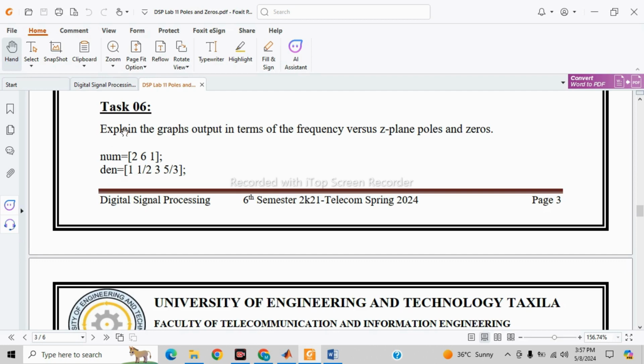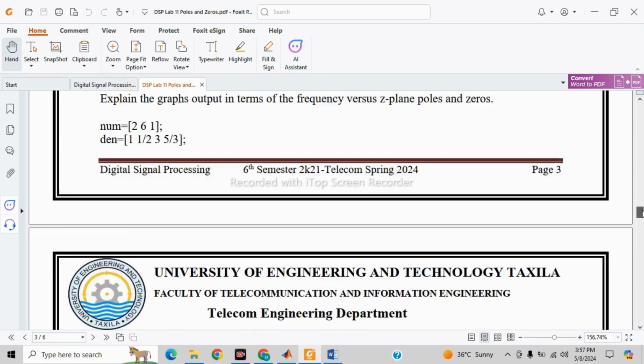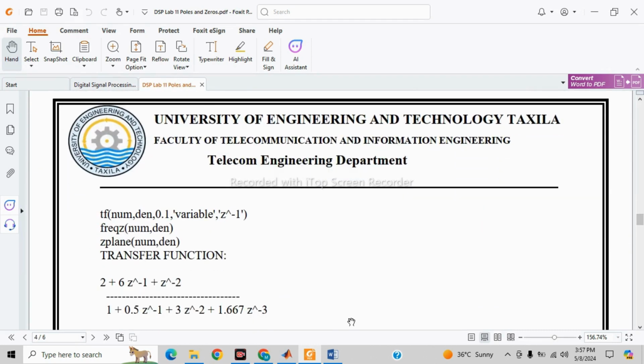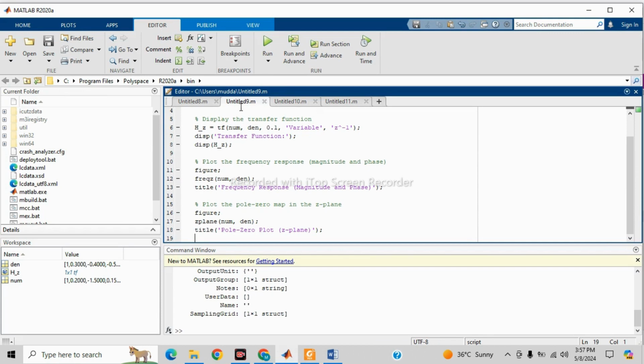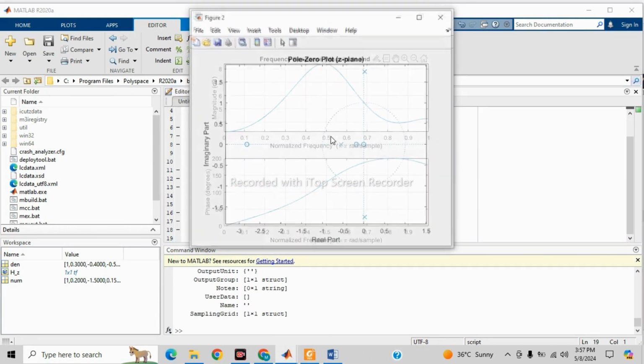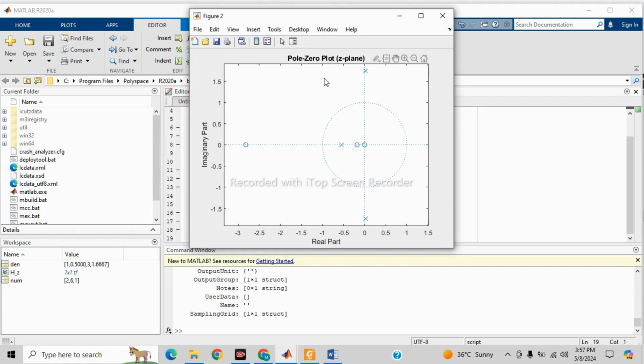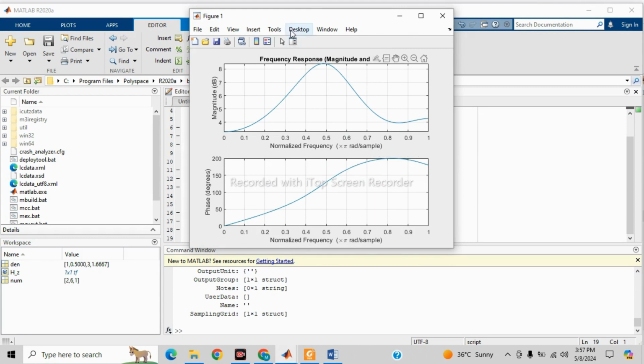Next we have task number 6, that is explain the graph's output in terms of the frequency versus Z-plane, poles and zeros, and this is the code I have to make in MATLAB. So here is the code for task number 6, and the output for this is here. This is a pole zero plot in Z-plane. Here is the pole and these are the zeros, and here is the frequency response, magnitude and phase, magnitude in decibels and phase in degrees.